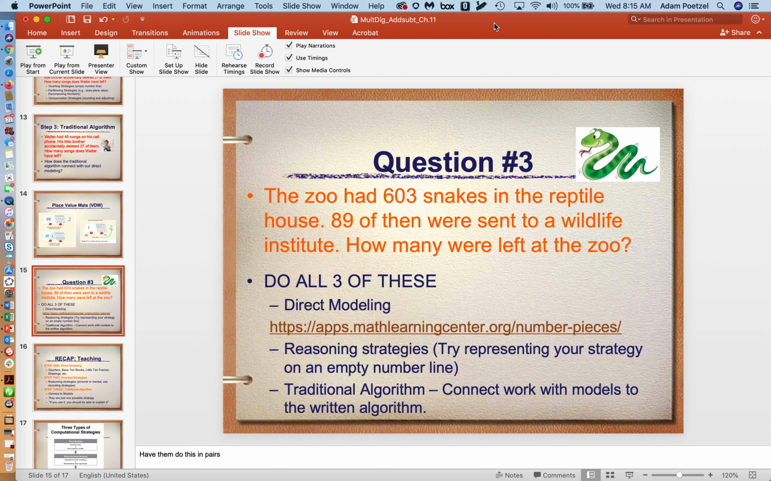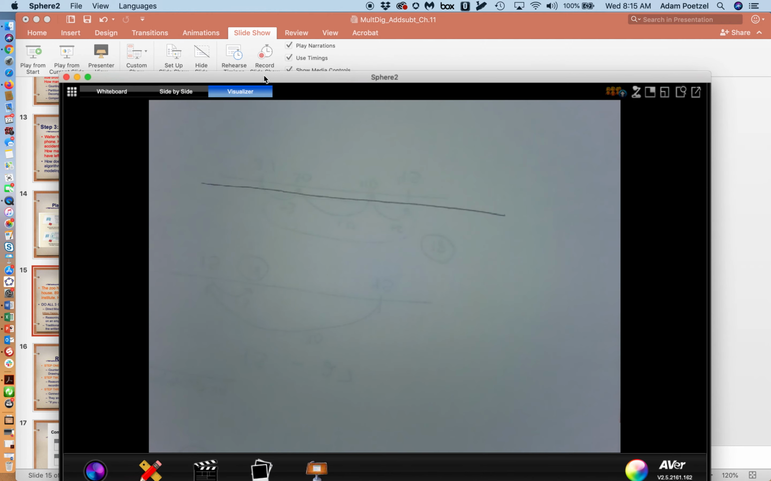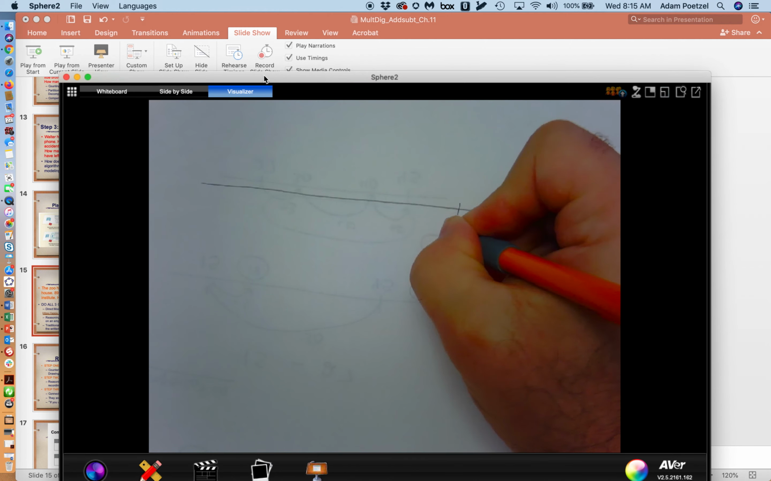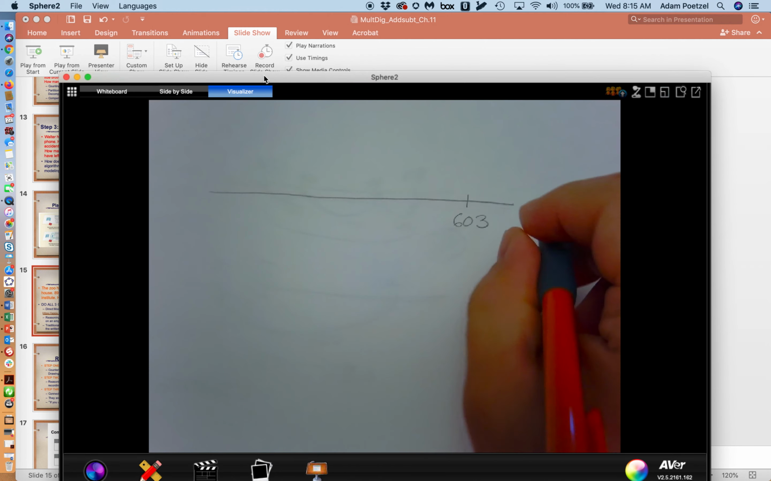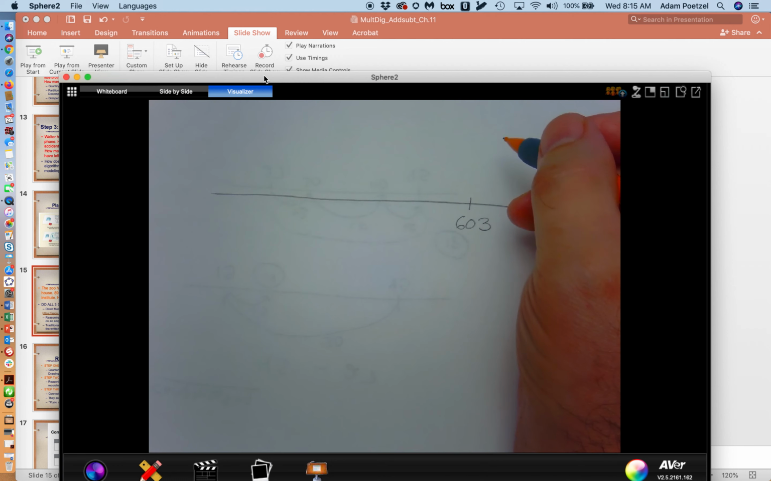All right, well, I'm going to use the direct modeling with the algorithm in just a second. So let's just compare what you might have done with some of the reasoning strategies. So again, there is an empty number line we'll start with. So let me draw that out right here. And we know 603 would be on the far right of the number line. And we know we want to get rid of 89 of those snakes. So this is one where a compensation problem might work really well.